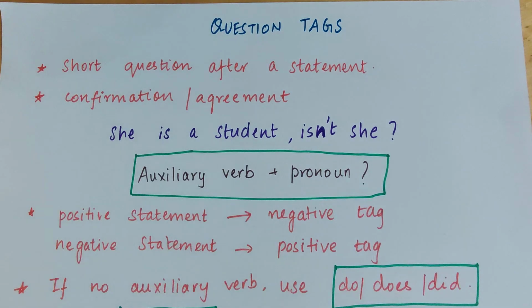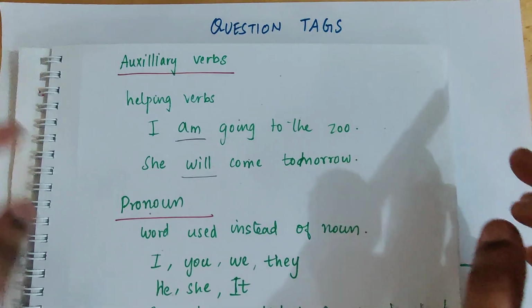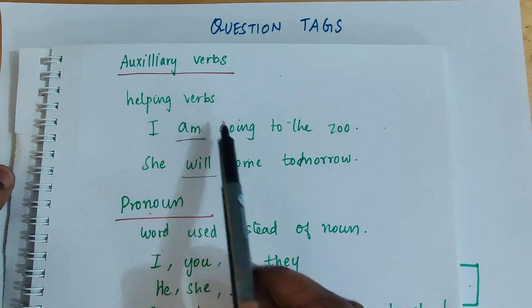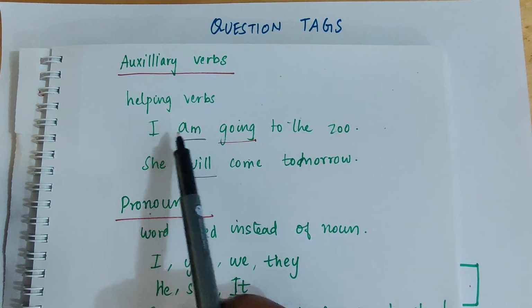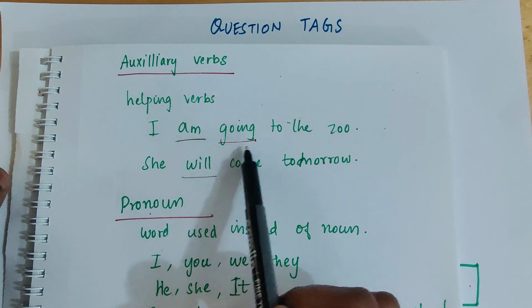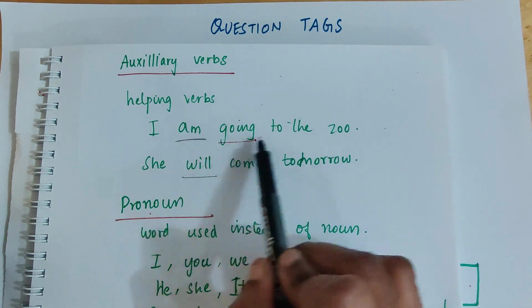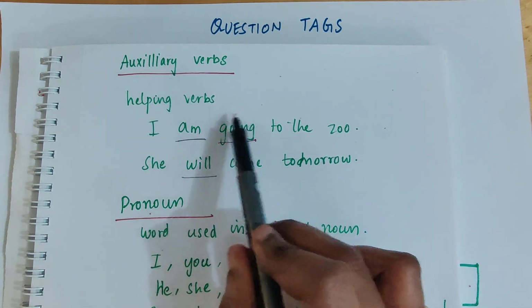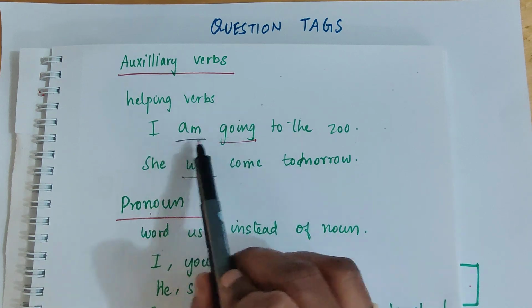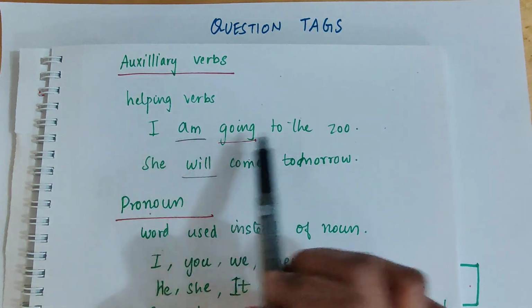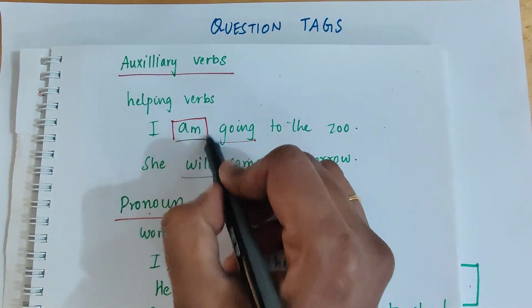What is an auxiliary verb? Auxiliary verbs are helping verbs. They help the main verb in the sentence. Here in this sentence, I am going to the zoo. Going is the main verb. Go is the action verb, so go is the main verb. Am is the auxiliary verb.